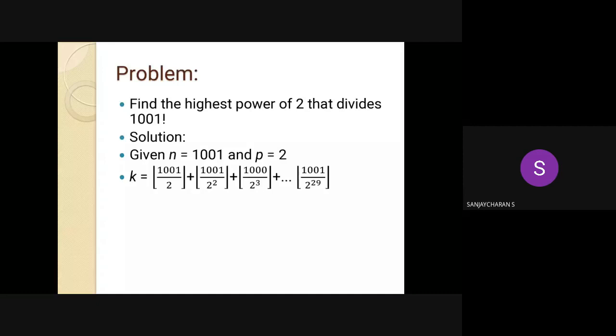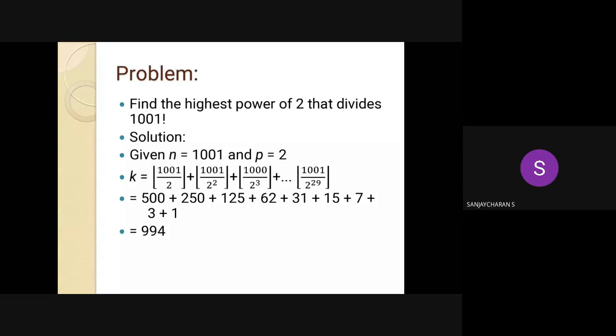Just divide 1001 using simple division, and you will get 29 twos. If you take 2 power 30, it is greater than 1001. So I have to stop at the floor of 1001 by 2 power 29. The answer is 500 plus 250 plus 125 plus 62 and so on. The answer is 994.